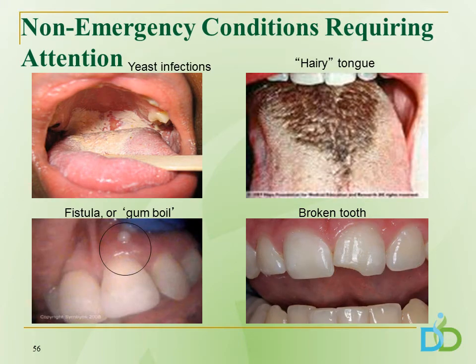Some other non-emergency conditions that require attention include oral yeast infections, or a whitish coating or patches on the tongue, roof of the mouth, or cheeks. This may follow the long-term use of, or even sometimes short-term use of, antibiotic medicines. The other example is the hairy tongue. This is when the elevated pads on the surface of the tongue have become long and may be colored black or white or brown, sometimes even green or orange from Cheetos or from the food that's being eaten.